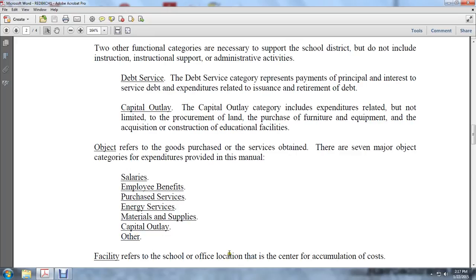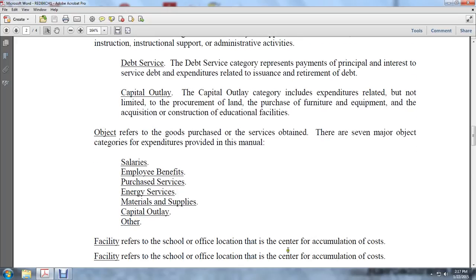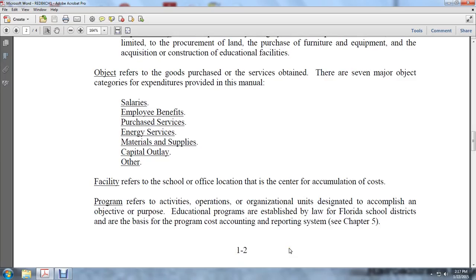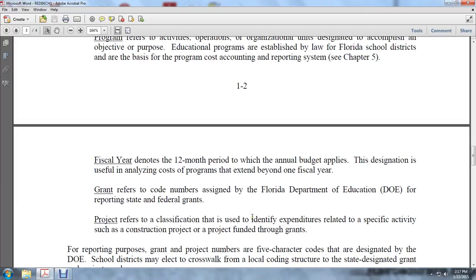Facility refers to schools, other function locations, and certification of accumulated costs. Programs refer to the activities, operations, or organizational designs to accomplish objectives. The purpose of educational programs is established by law for federal and school districts, and is the basis of the program cost accounting and reporting system. See Chapter 5.